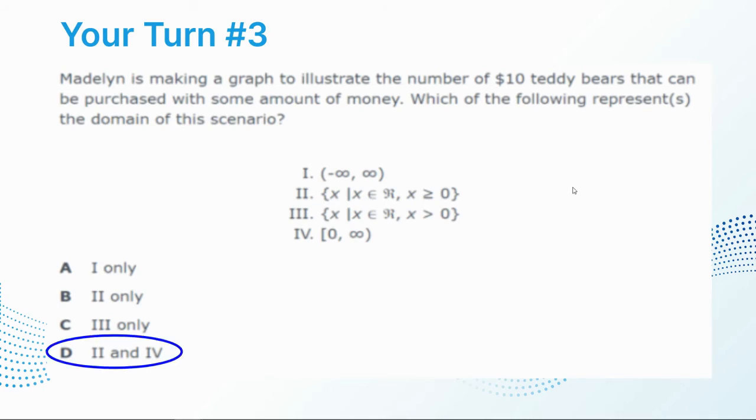Okay, so the correct answer is both 2 and 4. These are two different ways of saying the same information. That x can start at 0 because you can obviously not buy any teddy bears at all. That's cool. If you have no money, you can't buy anything, right? Or you can go up to infinity, assuming you have an infinite amount of money to use.